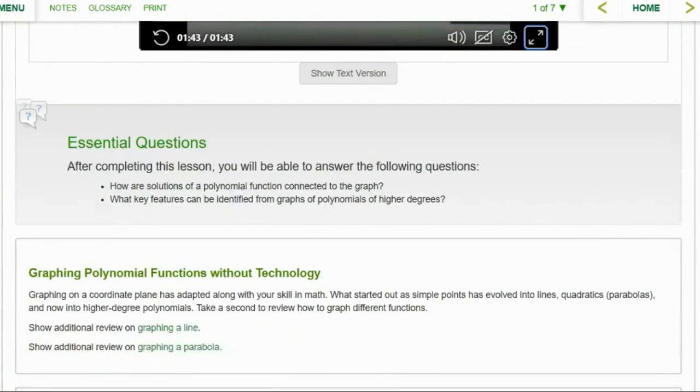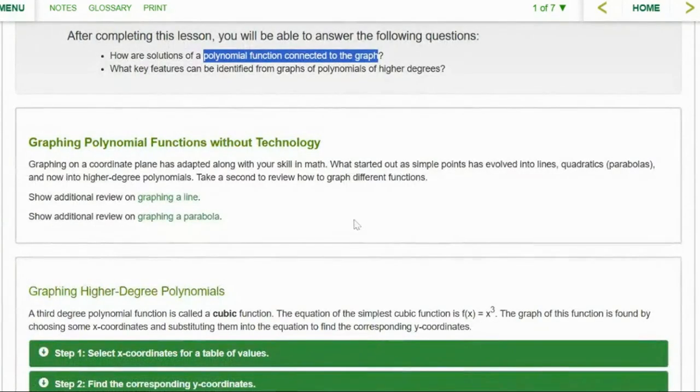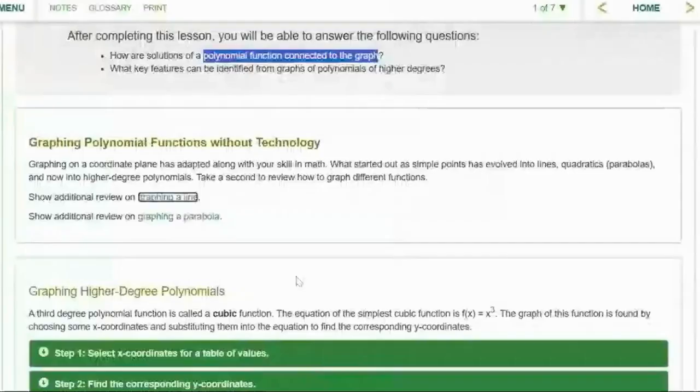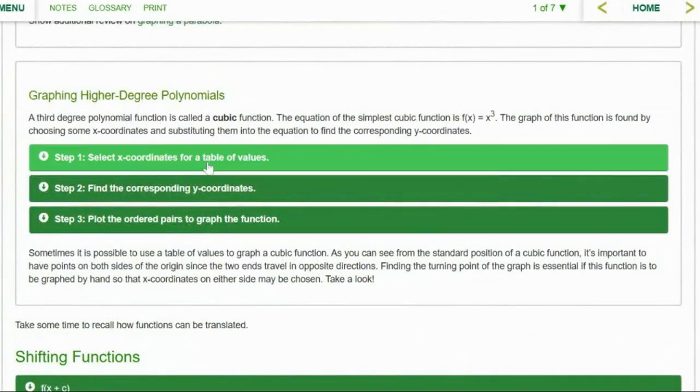So, how are the solutions of a polynomial function connected to a graph, and what key features can we identify from graphs of polynomials of higher degrees? So, this talks about how to graph a line, how to graph a parabola. That's review. Without technology, we're not going to worry about that because we have Desmos that we're using. Graphing higher degree. So let's talk about it. A third degree is a cubic function.